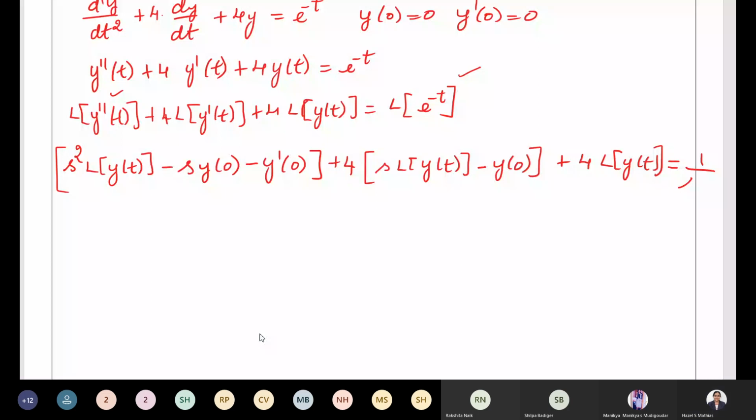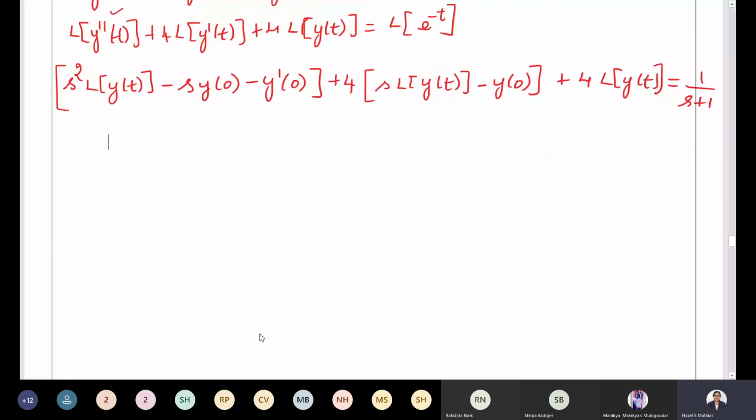It is 1 by s plus 1. Correct? Is it correct? Okay. Now combine the terms which contain the Laplace transform of y of t.